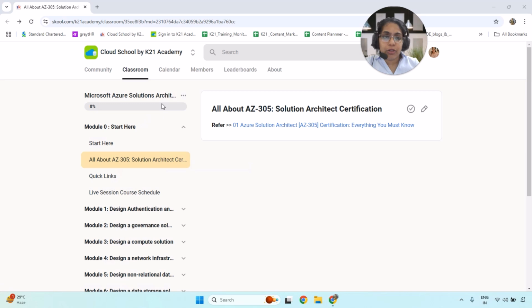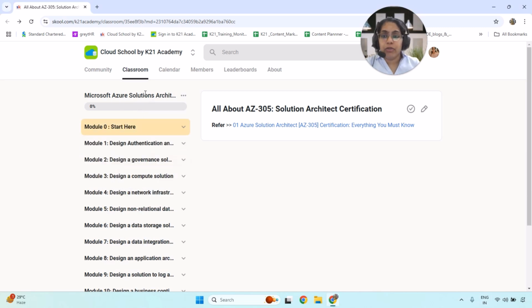So let me tell you first of all where you can find it. If you go inside the Microsoft Azure Solution Architect course which we have, that is an expert level course, and its course code is AZ-305. That is the course code for this particular course which we have. So if you just navigate, you might be part of our Azure job oriented program, or if you have opted for Azure Solution Architect certification, whatever it is.